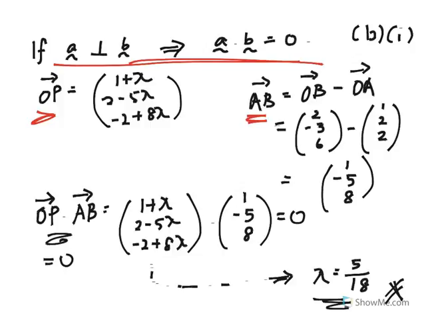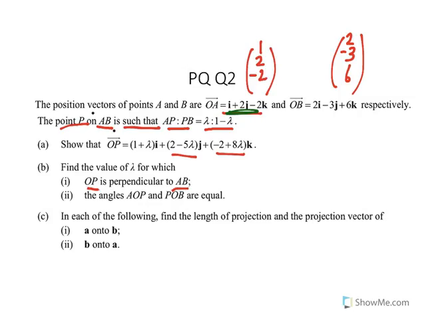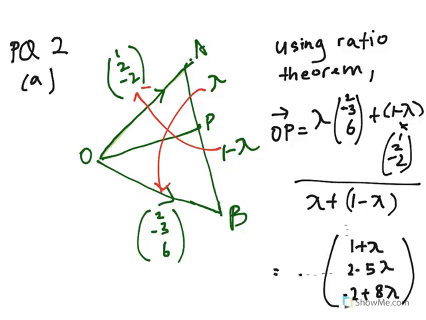Next, what's the next question? We want to find the value of lambda for which the angles AOP and POB are equal. Right, so finding angles, this is a scalar product tutorial. What comes to your mind? You can use the cosine theta formula, right? For theta between two vectors, the angle between two vectors can be written in this form.